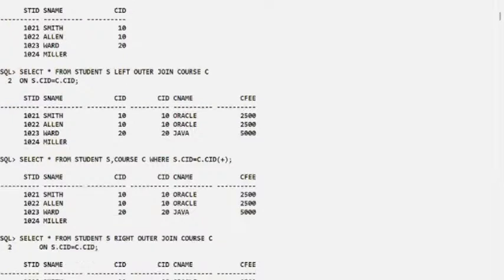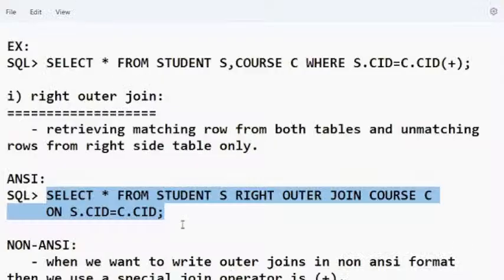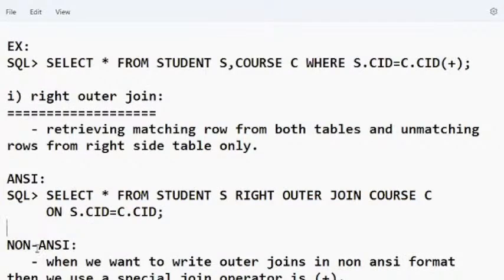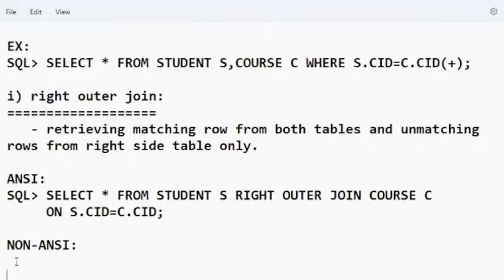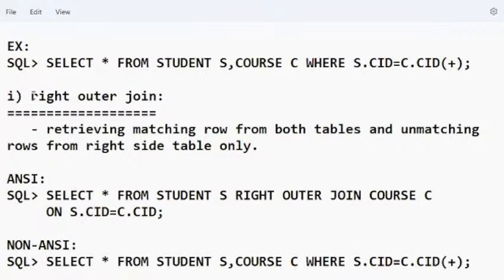Okay, and let me execute now. So 10, 10, 10, 10, 20, 20 are matching. What is this, 30? Is 30 matching or unmatching? Unmatching data. Understand? So we got it now. But next, if you want to write the same thing in non-ANSI, how to write it? It is a right outer, so I need to predict which side? Left side. Left side I'm going to predict this.